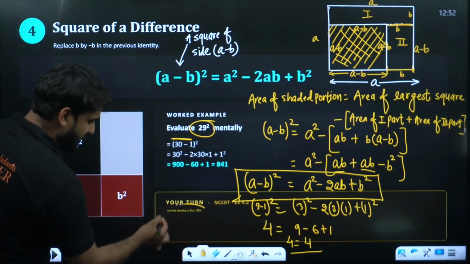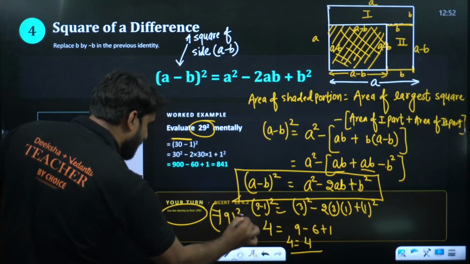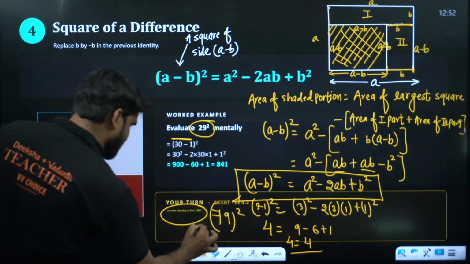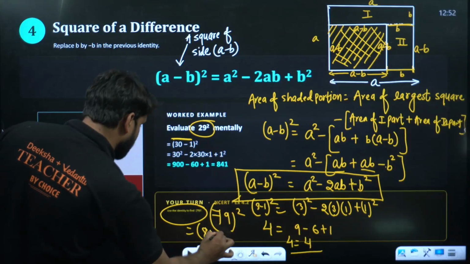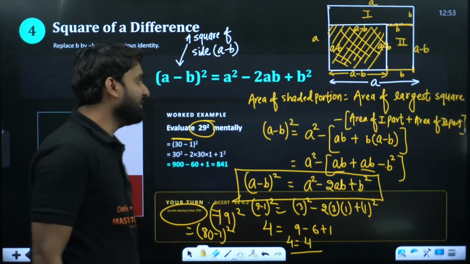So I'm giving a question here. I think this is not visible to you, so the question is 79 whole square. How to solve this question? My dear, 79 can be written as 80 minus 1 whole square. Now 80 is a, 1 is b, solve that by applying the identity.